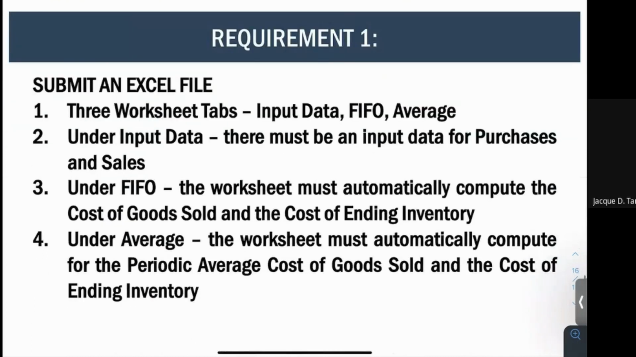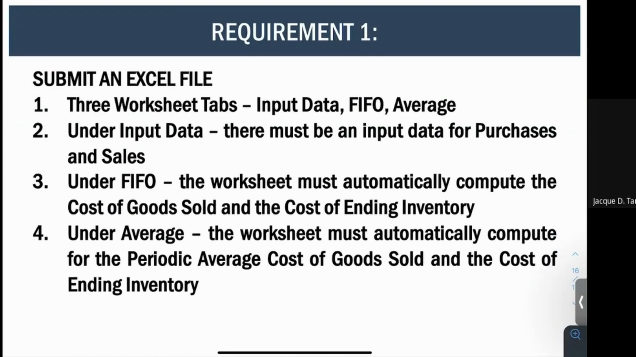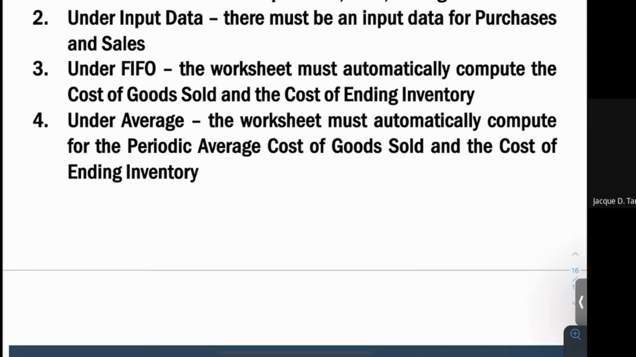So here is our requirement. In an Excel file, we make three worksheet tabs: your input data, FIFO, and average. Under input data, there must be input data for purchases and sales. Under FIFO, we must have a worksheet that automatically computes for the cost of goods sold under FIFO and cost of ending inventory under FIFO. And lastly, under average, you must automatically compute for the periodic average cost of goods sold and the periodic cost of ending inventory.